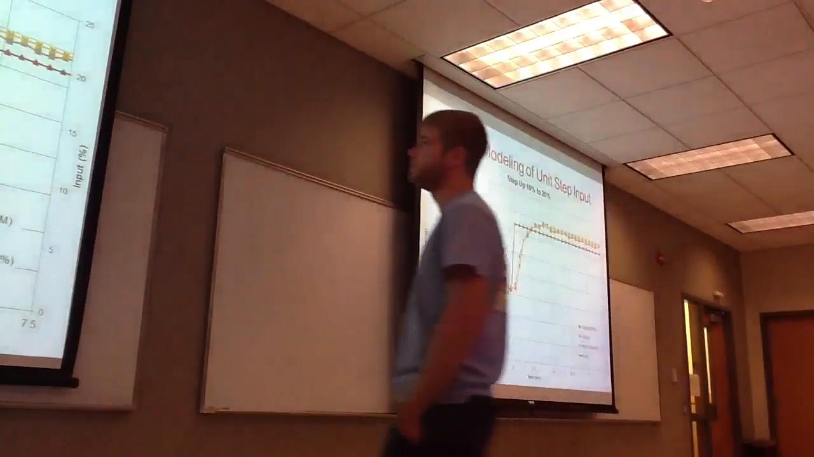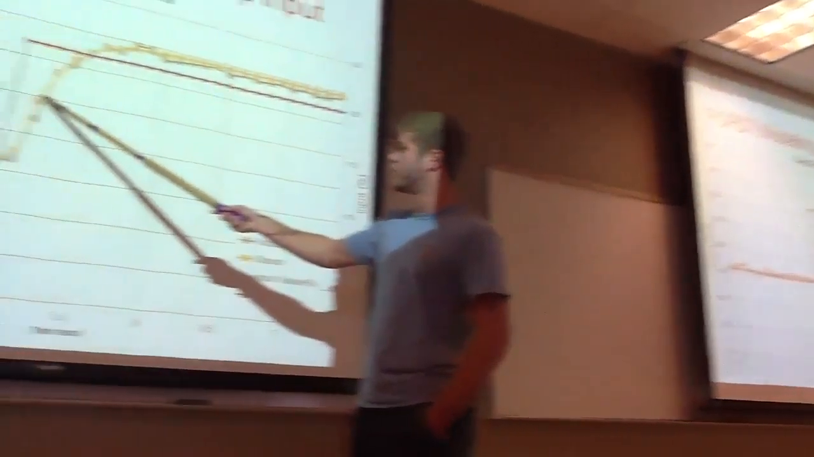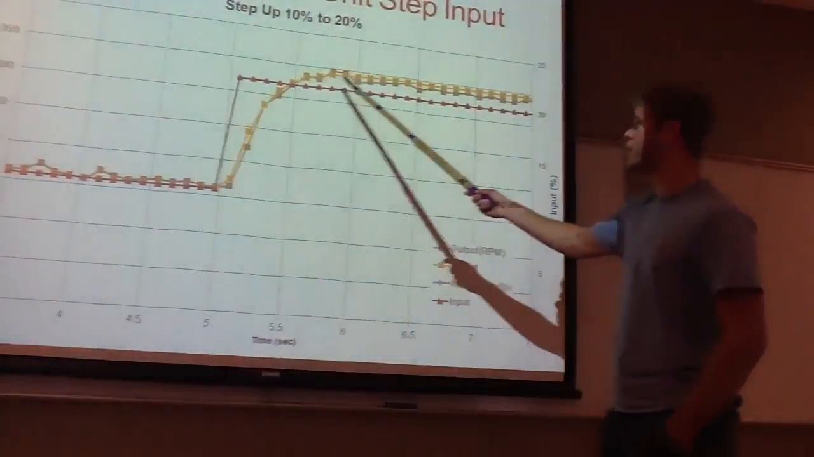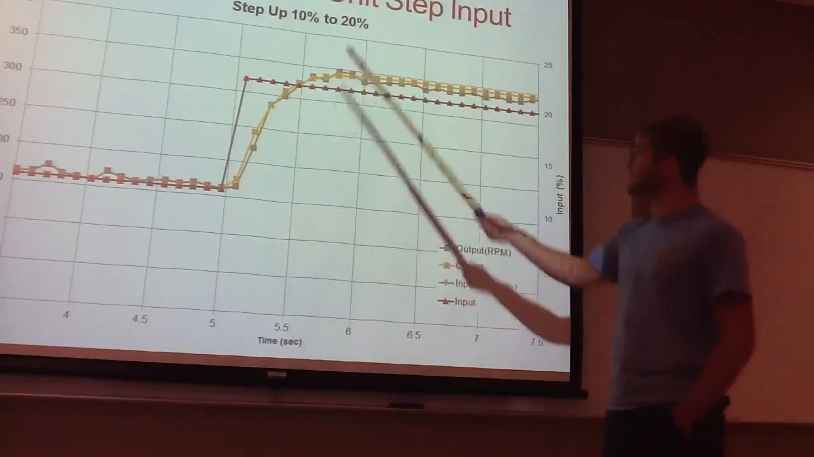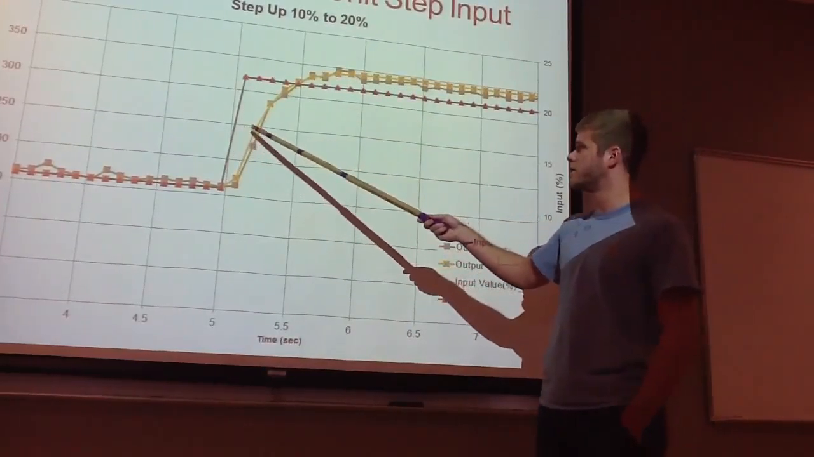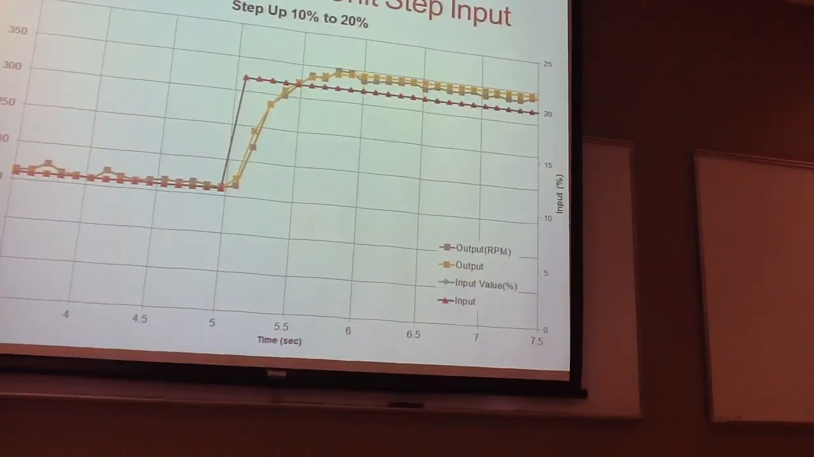Here's our FOPDT model of the unit step. You can see in this bright orange, that is the model laid over the original data from the same example. And you can see how close the FOPDT diagram actually is to our output of data.